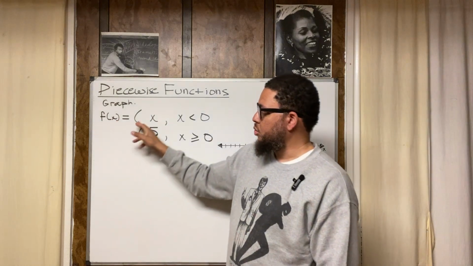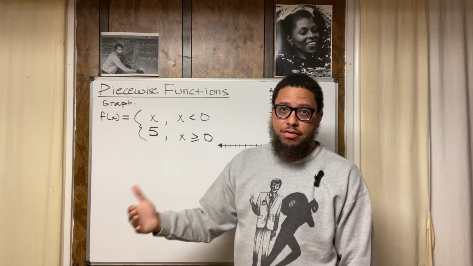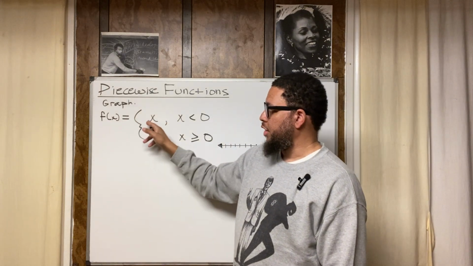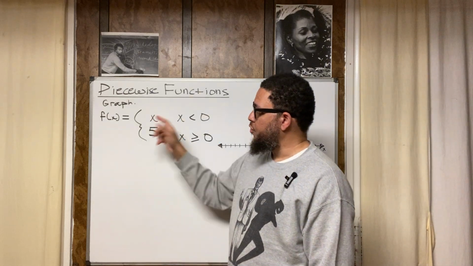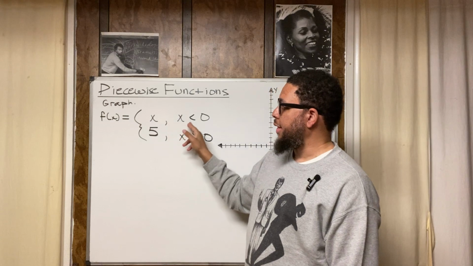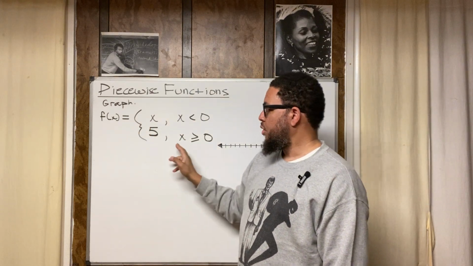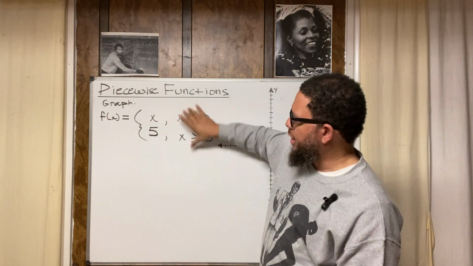So we got f of x is equal to, and then you see this brace right here. Because instead of what we usually have, just one function, normally we might just see f of x is equal to x, and then we graph that. But instead it says, f of x is equal to x when x is less than 0, and f of x is equal to 5 when x is greater than or equal to 0. So this part right here is really important.